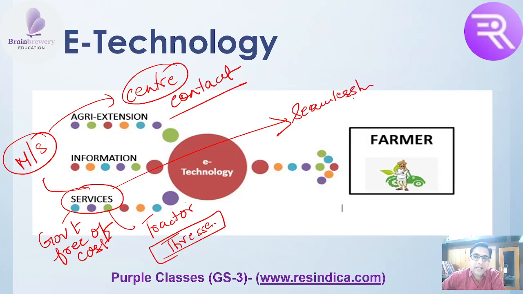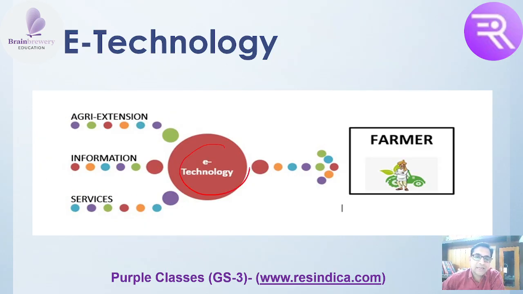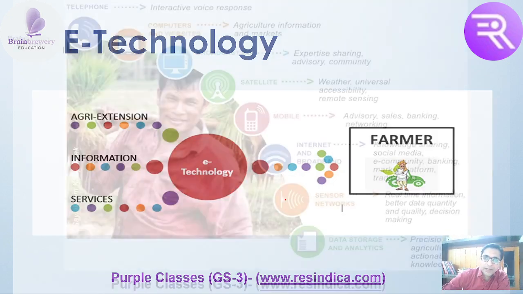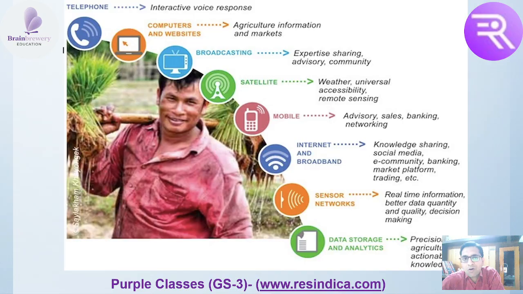They should be available seamlessly, so that there is no barrier in getting these services. Once we are able to provide all these things, we will be able to say that yes, we are utilizing e-technologies in agriculture for the benefit of the farmer in a proper way. Okay, now we are moving towards what all technologies are there.